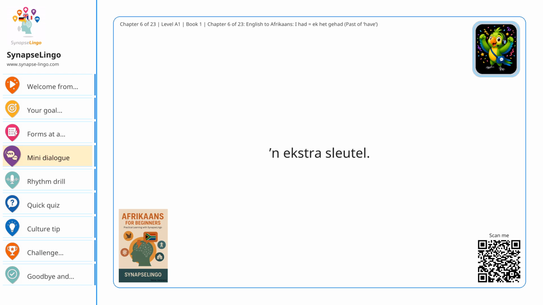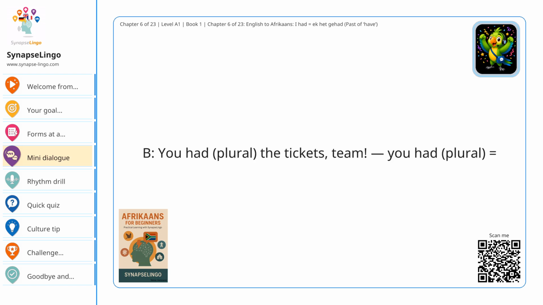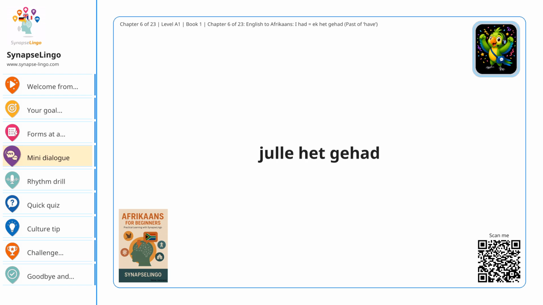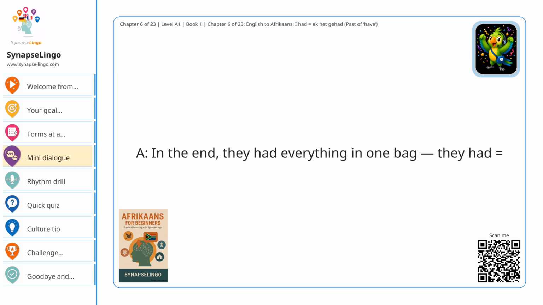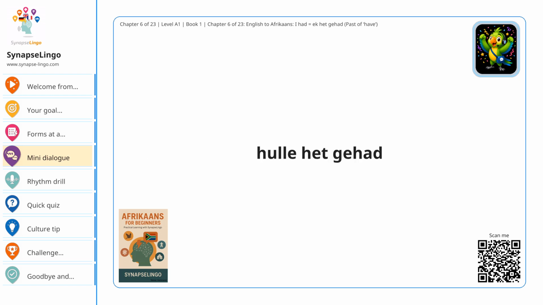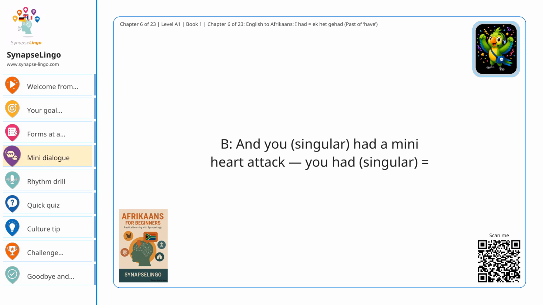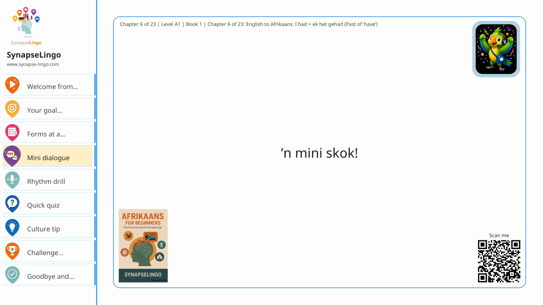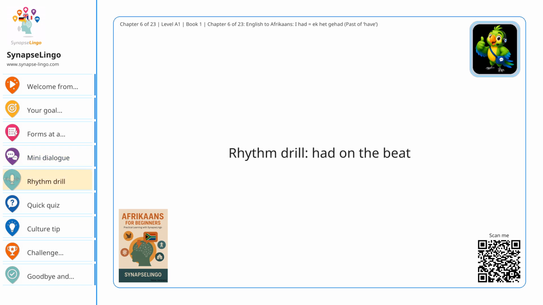'n Extra sleutel. B. You had, plural, the tickets, team. You had, plural, equals Julle het gehad. Die kaartjies. A. In the end, they had everything in one bag. They had equals Hulle het gehad. Alles in een sak. B. And you, singular, had a mini heart attack. You had, singular, equals Jy het gehad. 'n Mini skrik.